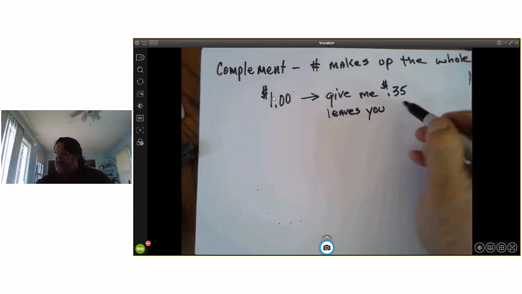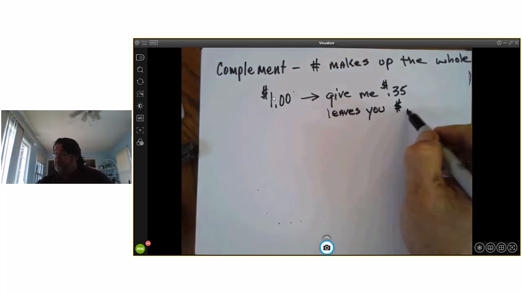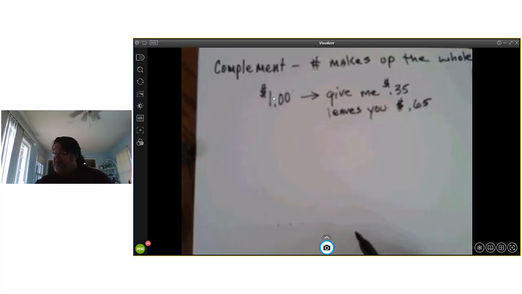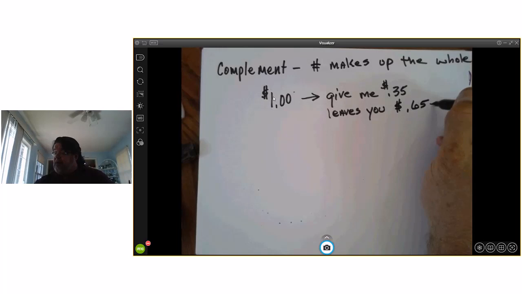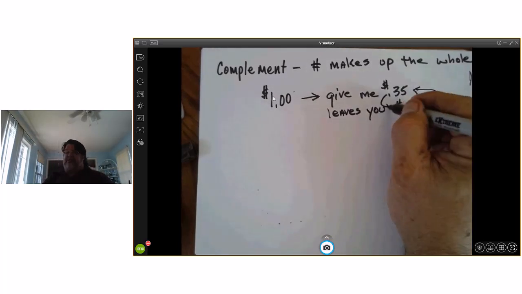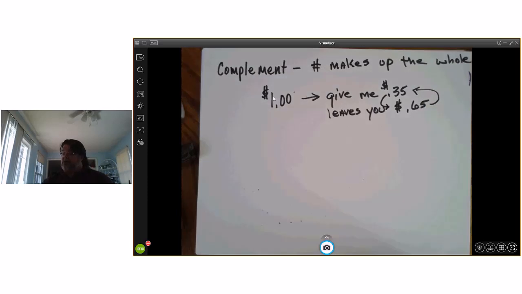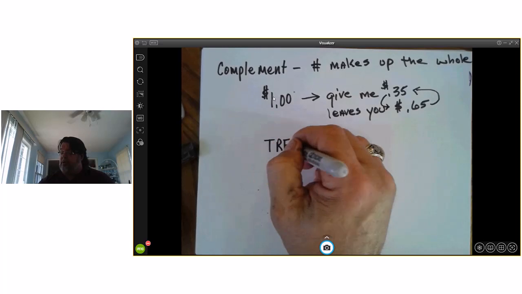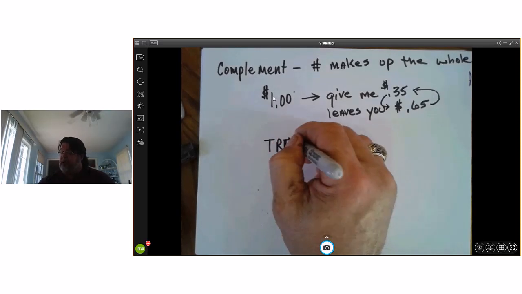What does that leave you? 65 cents. 65 is the complement of 35. 35 is the complement of 65. What's the complement of true? Complement of true is not true.